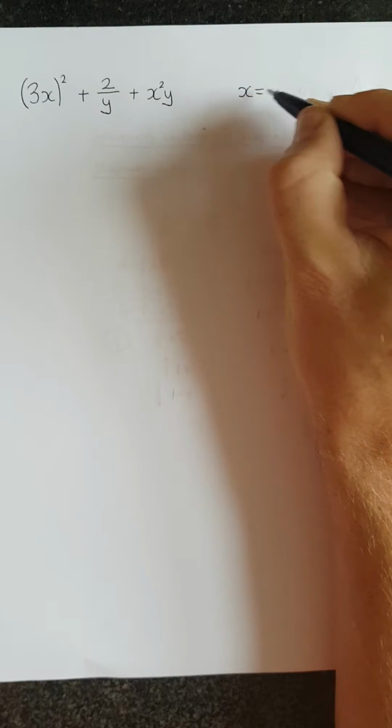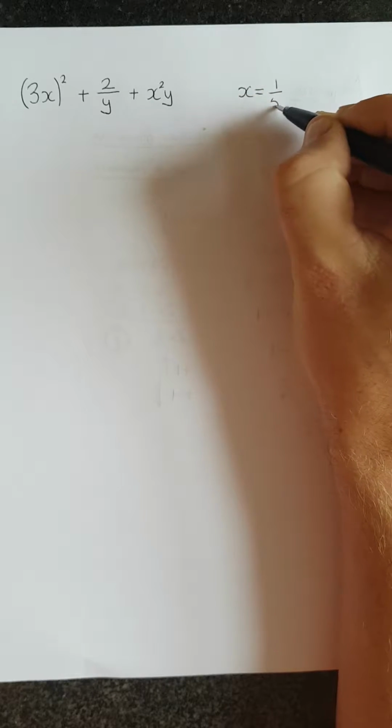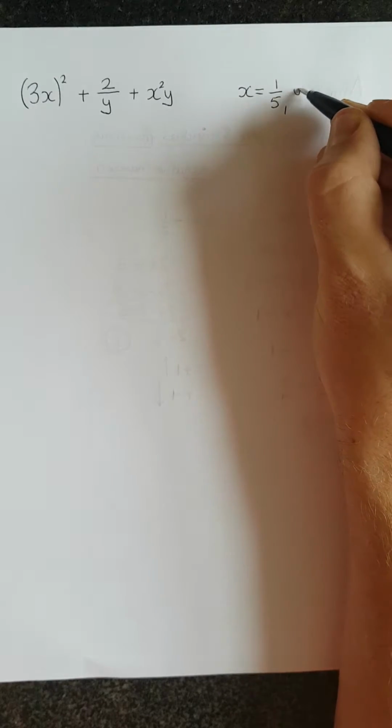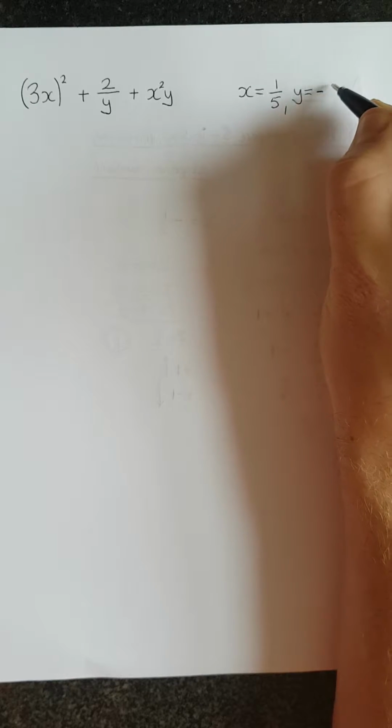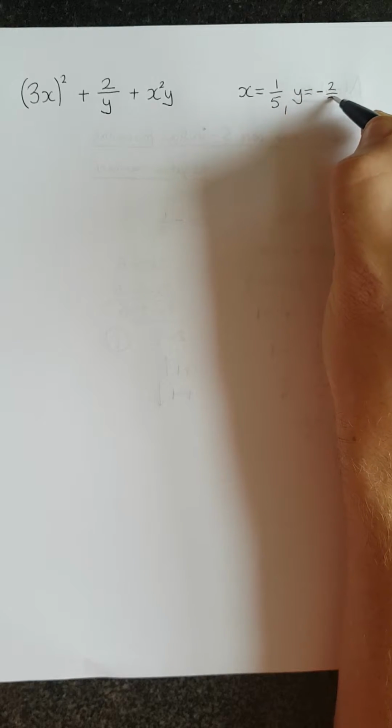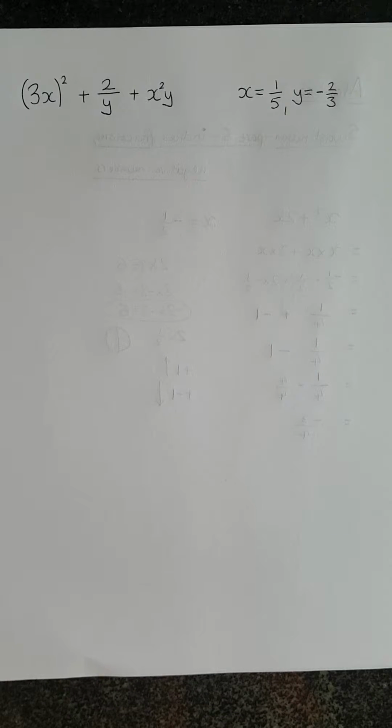X is going to be 1/5. Y is going to be minus 2/3. So let's do the two steps we know we can do without any panic, which is write it out longhand and then substitute the values in. And the difficult part will be when we come to actually calculate.